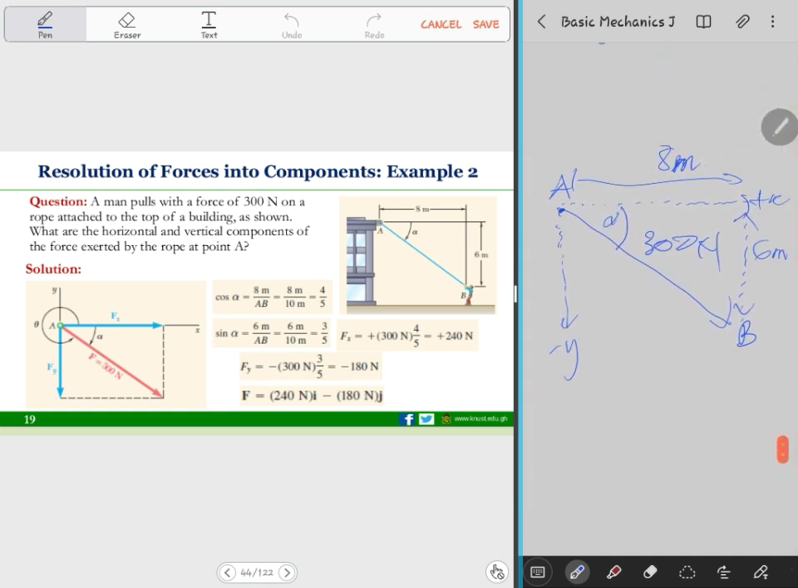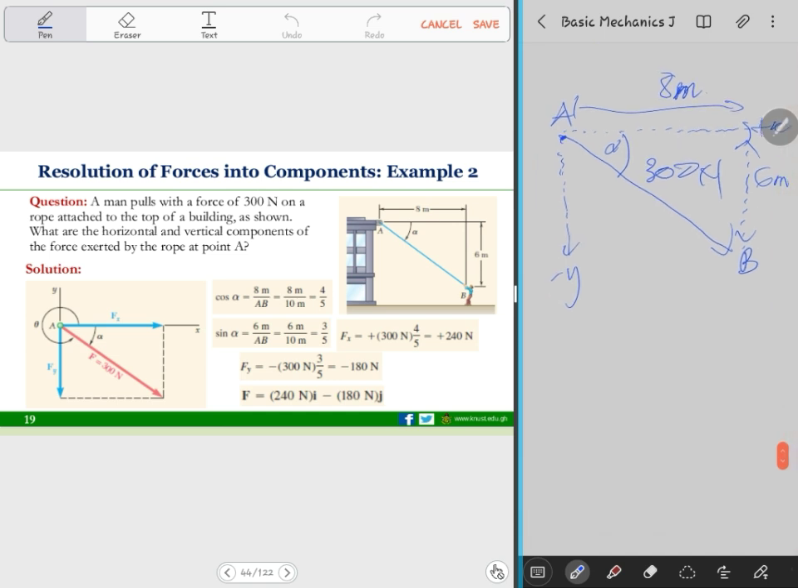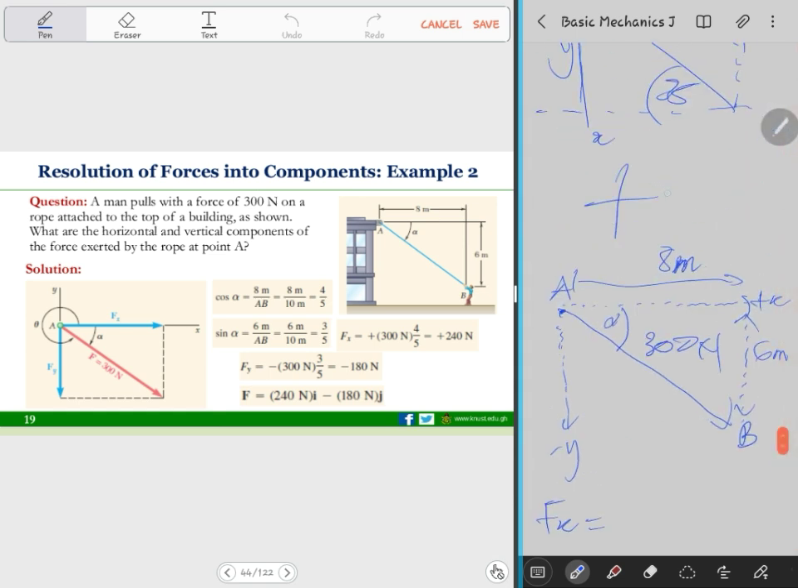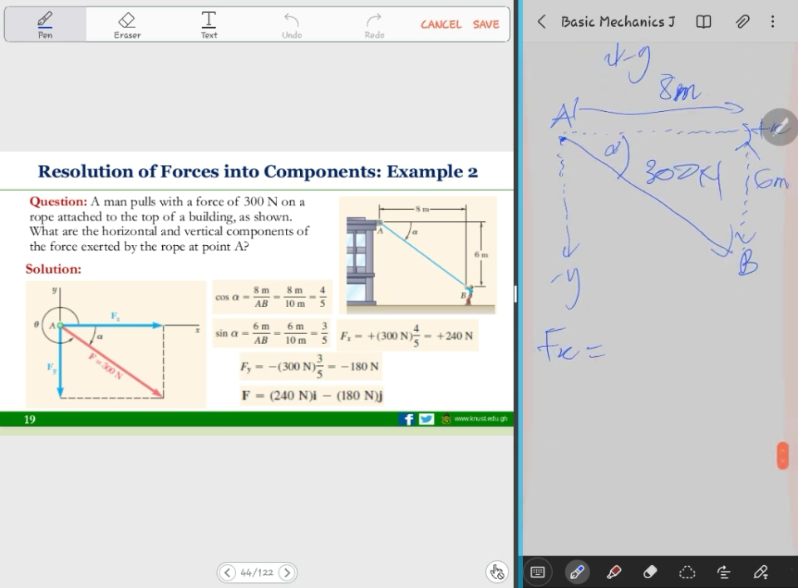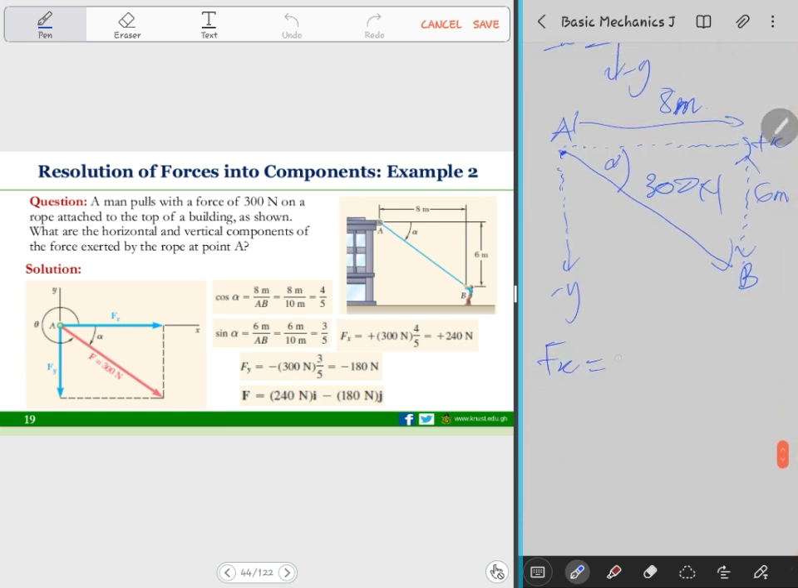So to find that, we need the angle theta, right? Because we are trying to find the vertical and the horizontal components. To find the horizontal, which is F of x, when it comes to a coordinate system like this one, here's positive x, here's negative x, here's y, and then here's negative y. Are you okay? So looking at where this force will be, this component will be positive, so no sign will be there.